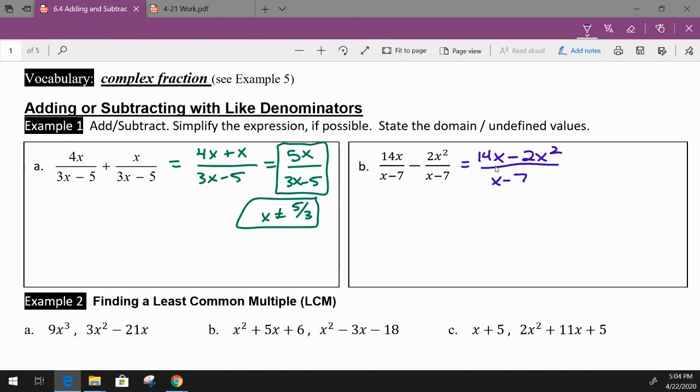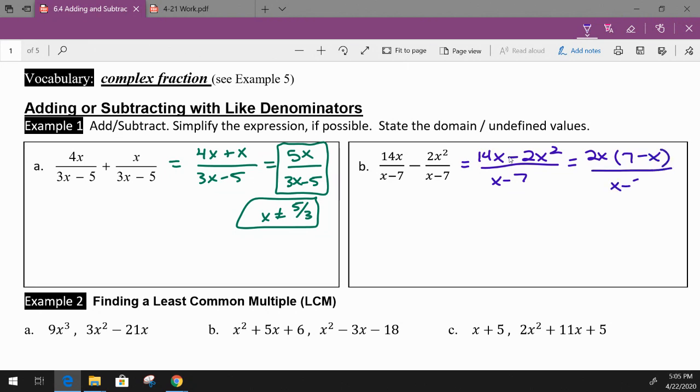So right now, if you look at your numerator, you do have a common factor here between the 14x and the 2x squared. So you would want to factor that out if it can be reduced with the denominator. And I'm going to show you that this actually can be reduced with the denominator. But there's a couple more steps that we're going to have to do. So the 14x and the 2x squared have a common factor of 2x. So if I factor out a 2x from each term, I will still have 7 minus x.